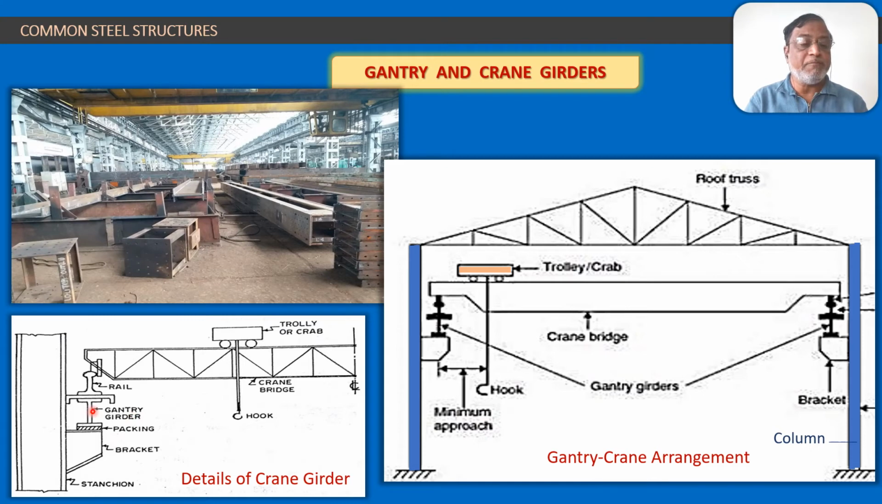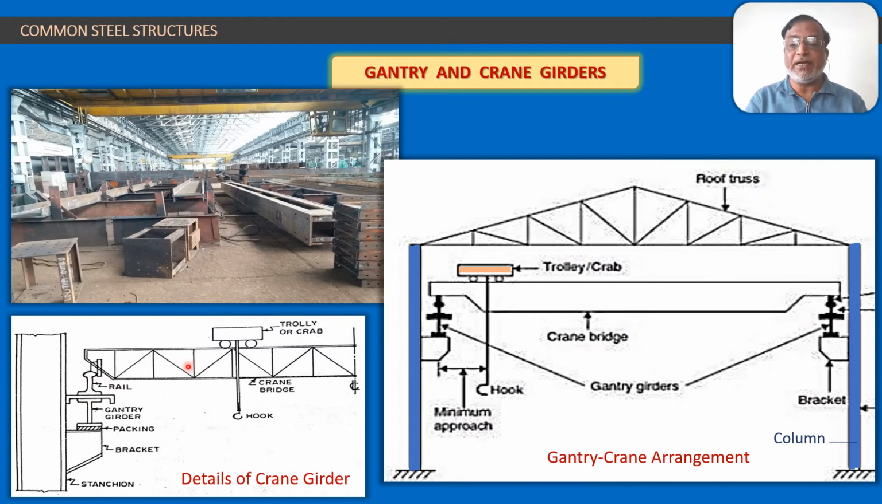This girder is running perpendicular to the plane of this picture, or it is running perpendicular to this crane girder also. At the top of that gantry girder you get a rail, an eye-like steel section. Now on that rail this crane girder is resting. So this crane girder is supported on this gantry girder through this rail. What is the purpose of providing a rail? The purpose of the rail is to allow this crane girder to slide over this gantry girder. So the crane girder will slide over the gantry girder through these rails.